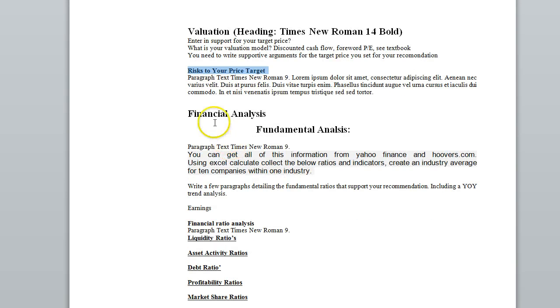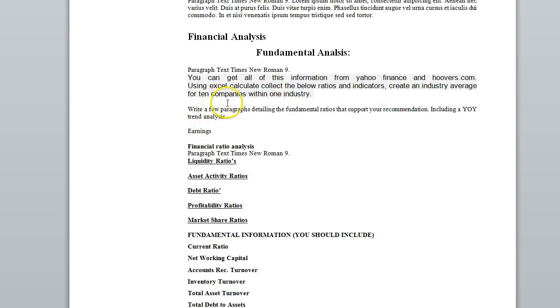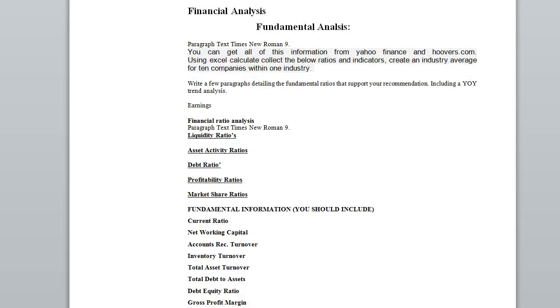Okay, so financial analysis. The next thing, you have all your financial analysis done in the spreadsheet. Now you're going to put this together and write up your analysis of the data that you've collected and the averages you put together. So you're going to write a few paragraphs detailing each of the financial ratios, at least a paragraph for every financial ratio. And you want to include some year over year trend analysis as well in here.